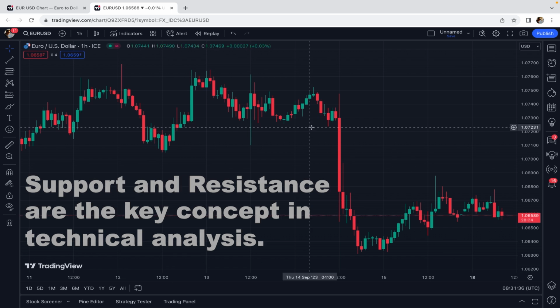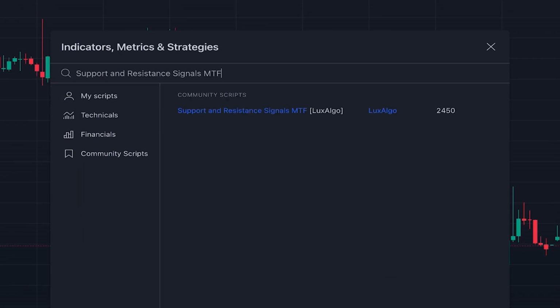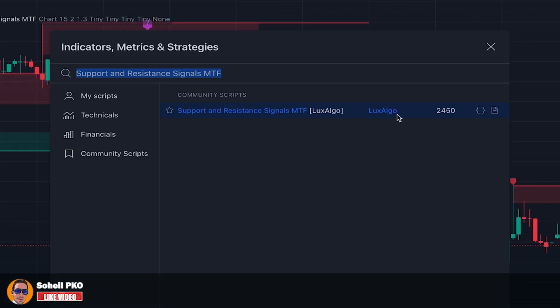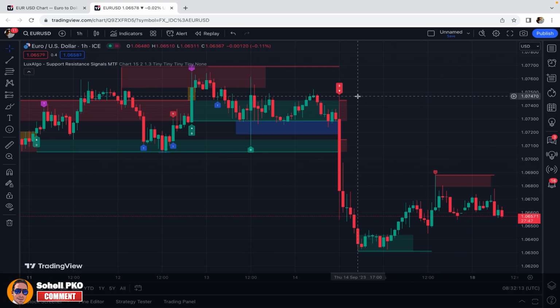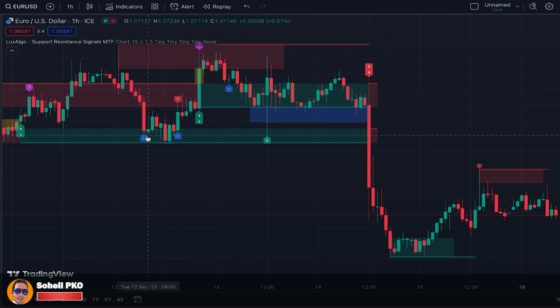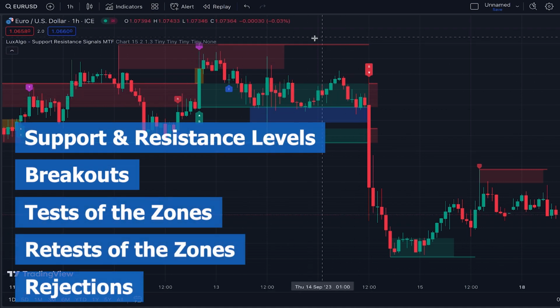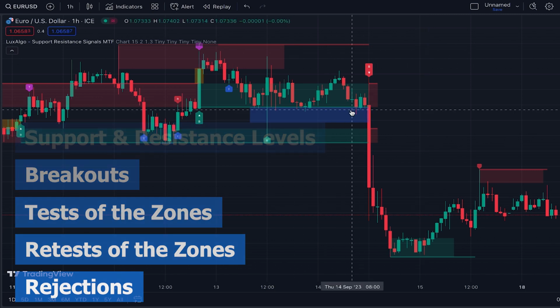trading strategies. You can draw support and resistance levels manually, or you can use some indicators like Support and Resistance Signals MTF. This one, which is a free indicator from LuxAlgo, is one of the best indicators for showing support and resistance levels on the chart. As you can see, some levels and zones are added to the chart with some labels that provide us information on what happened. So besides showing us the significant levels and zones in the market, it also gives us information about breakouts, tests of the zones, retests of the zones, and rejections by the help of these labels, which I'll explain all of them now.